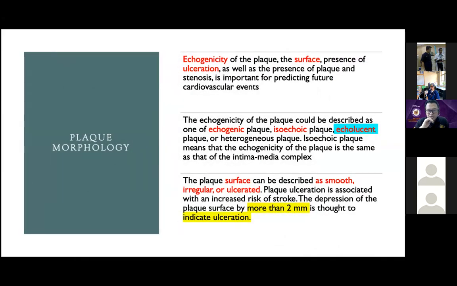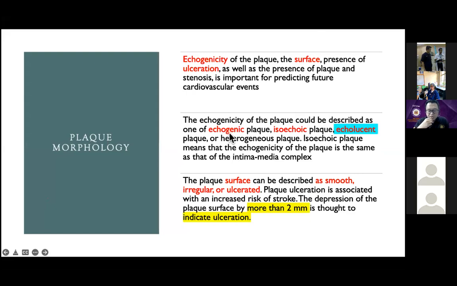Sorry for the busy slide, a lot of wording here, but just focus on the red color. What we want to look for are the echogenicity of the plaque, the surface, and also the ulceration, because it can predict a future cardiovascular event or a neuro event. So the echogenicity of the plaque could be described as echogenic plaque.